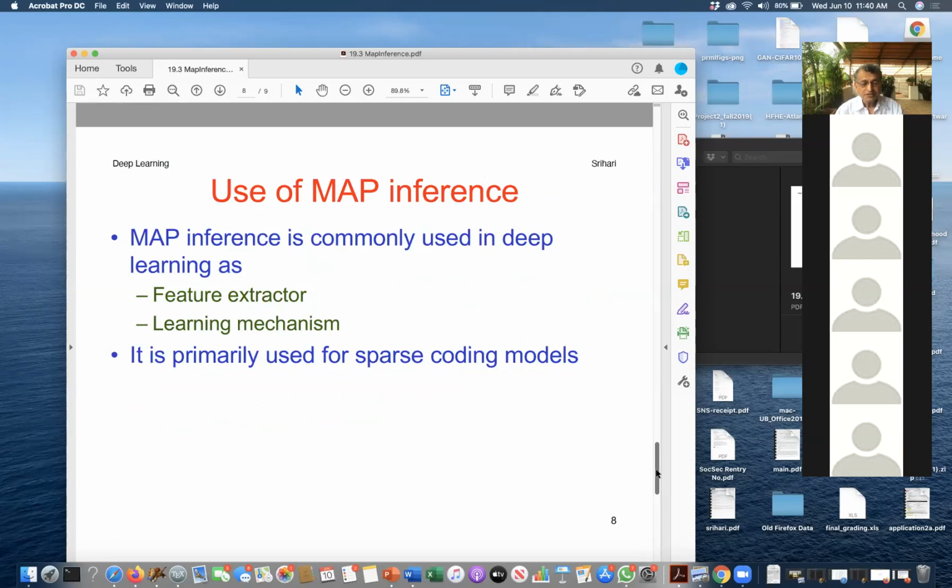MAP inference is actually used. MAP inference is commonly used in deep learning as a feature extractor, as in which feature should I use, or which subset should I use and not others, and as a learning mechanism, primarily used for what are called sparse coding models, which we see again in the variational methods.